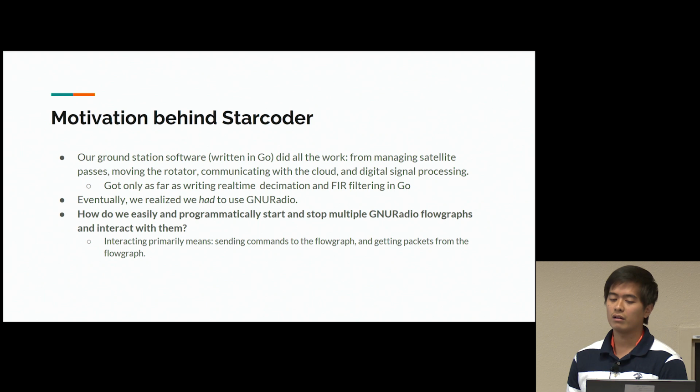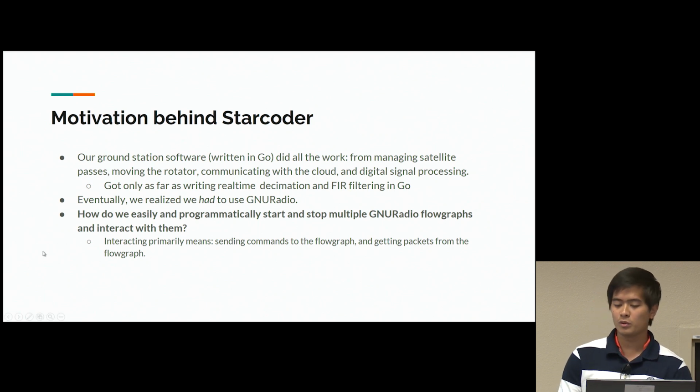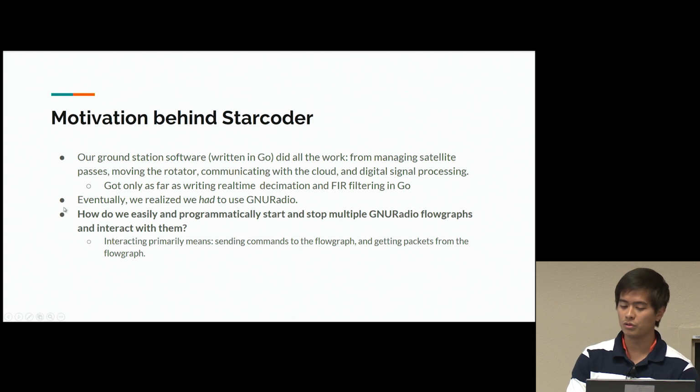Now, initially, our ground station software, which is written in the Go programming language, did all the work necessary, from managing satellite passes, moving the rotator, communicating with the cloud. We also had it do digital signal processing. So we got about as far as writing decimation and FIR filtering in Go when we realized that we're just reinventing the wheel. And why aren't we just using GNU Radio when it can do all of that and much more? So eventually, we realized that we had to use GNU Radio.